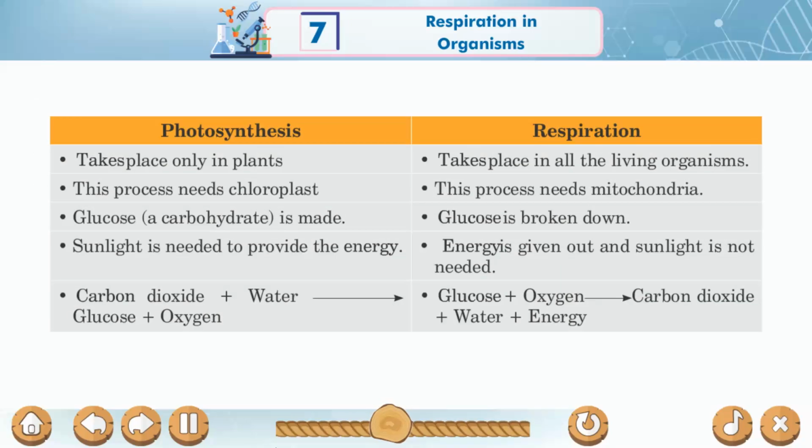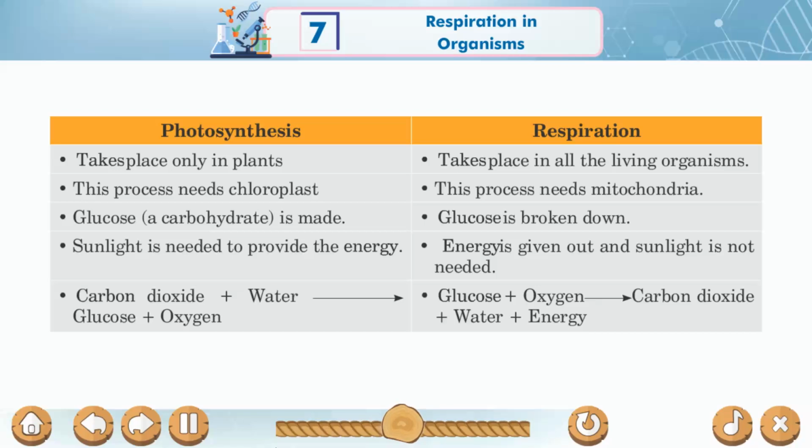Photosynthesis. 1. Takes place only in plants. 2. This process needs chloroplast. 3. Glucose, a carbohydrate, is made. 4. Sunlight is needed to provide the energy. 5. Carbon dioxide plus water gives glucose plus oxygen.